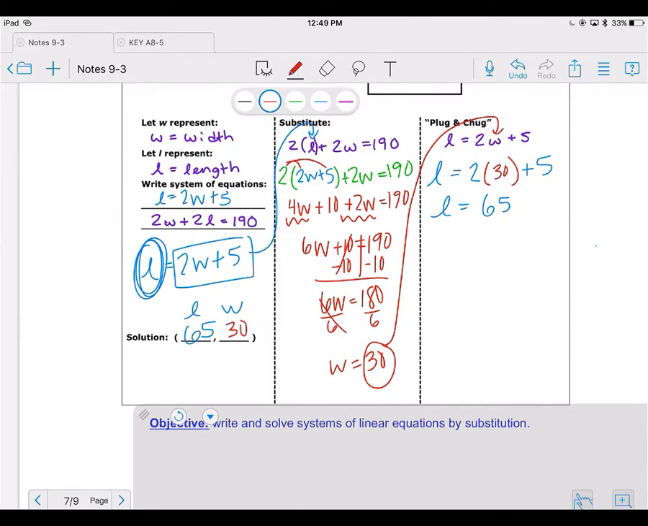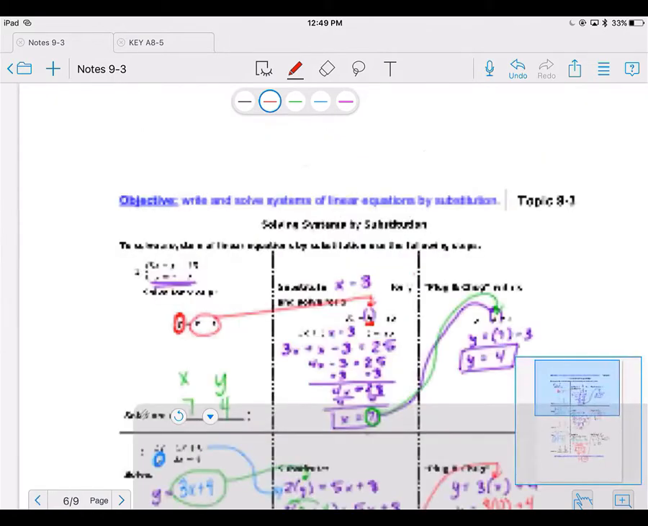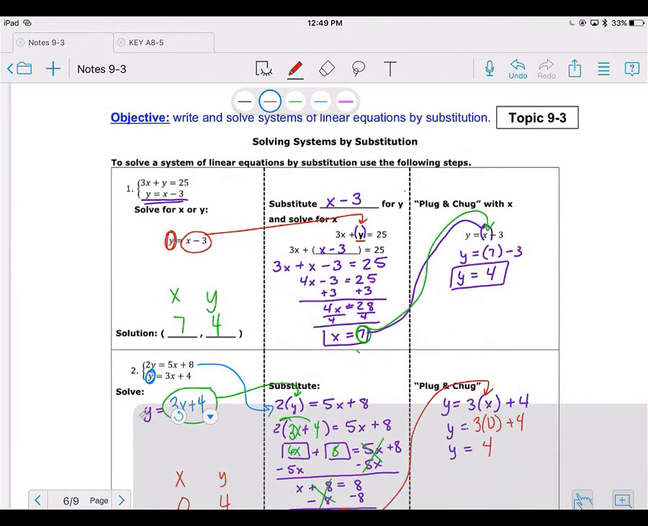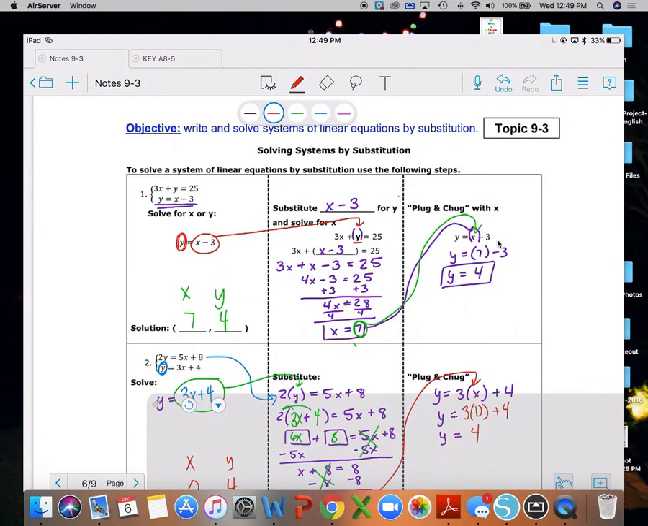So to summarize, you are looking at the beginning for one equation that is already x equals or y equals. From there, whatever letter you have by itself is the letter you substitute into the other equation, solve for the other letter, and then plug back into the equation you used on the left to find your final answer.